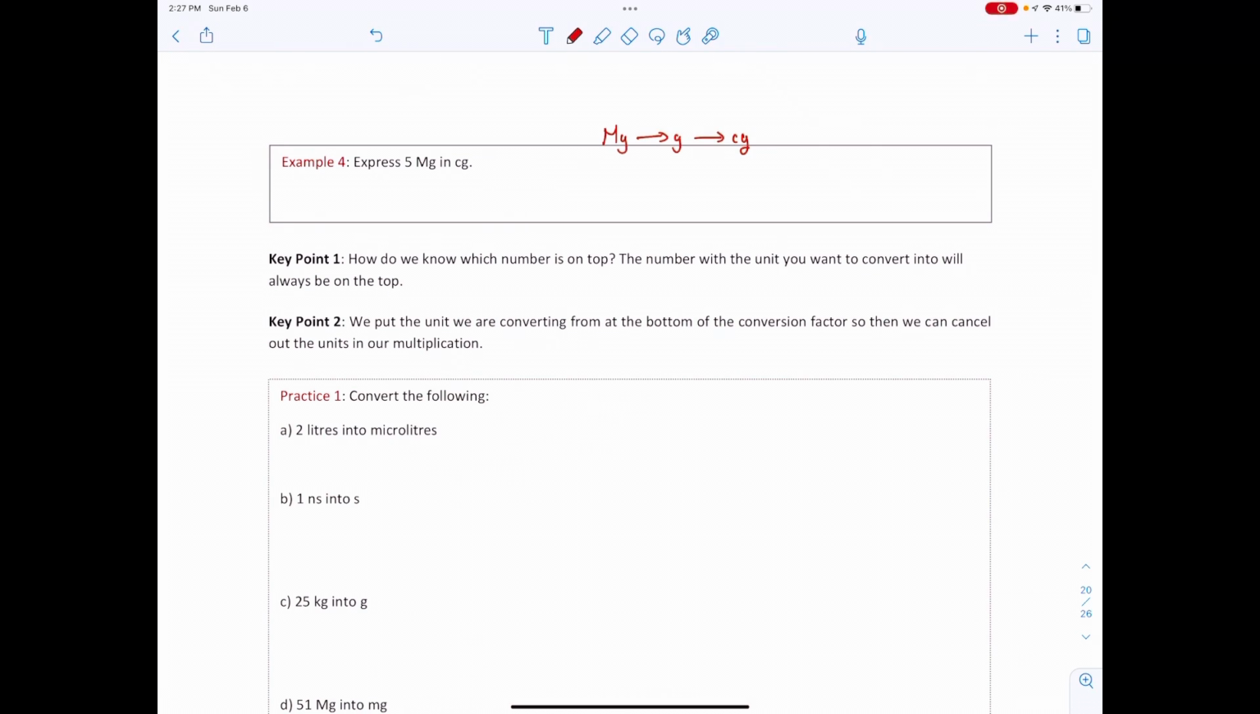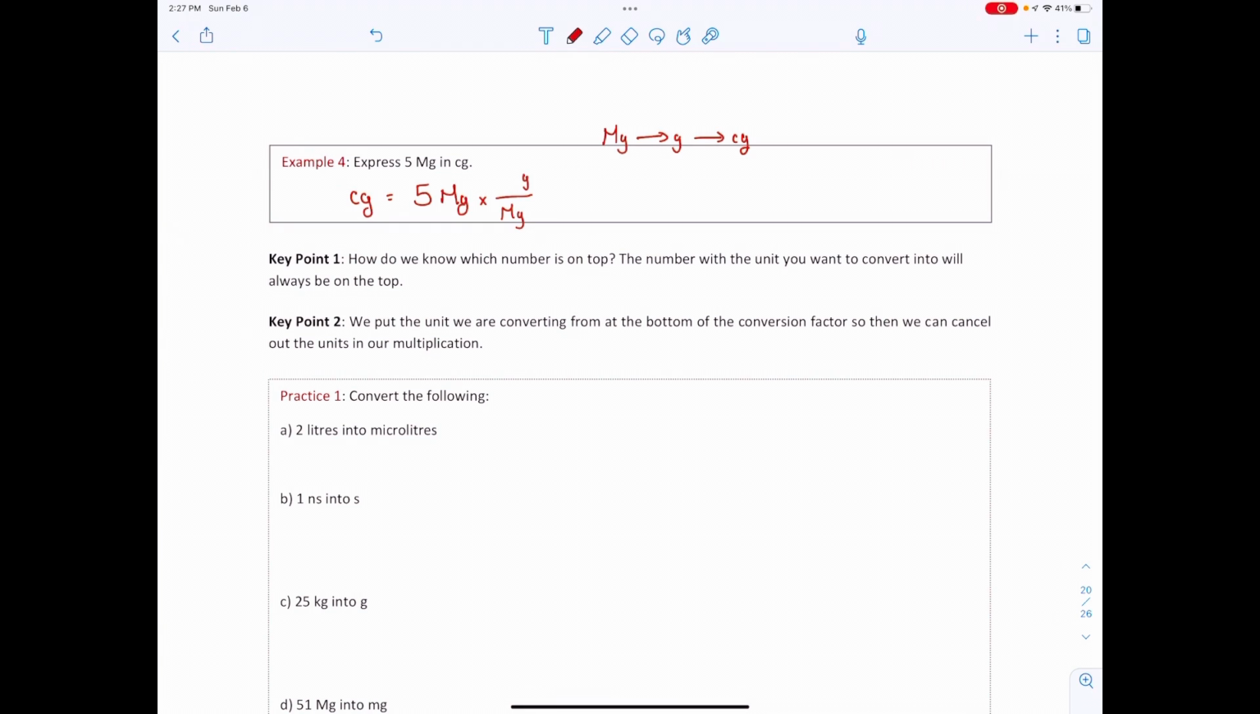Okay, units that we want always goes at the beginning. So centigrams equal, this is going to be 5 megagrams. We're going to put in our first conversion statement. The units that you don't want goes at the bottom. The ones that you want goes on the top.